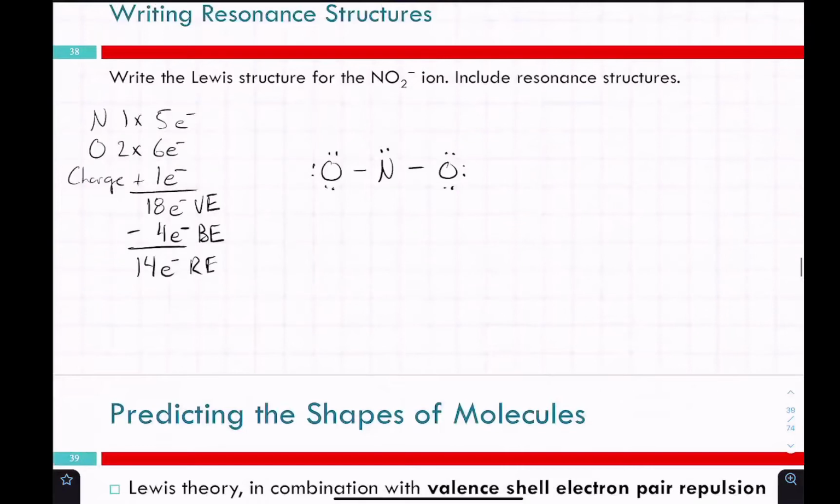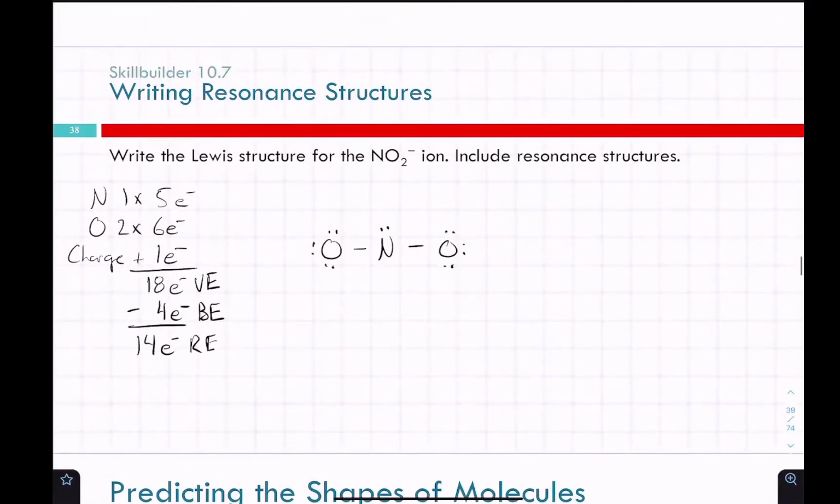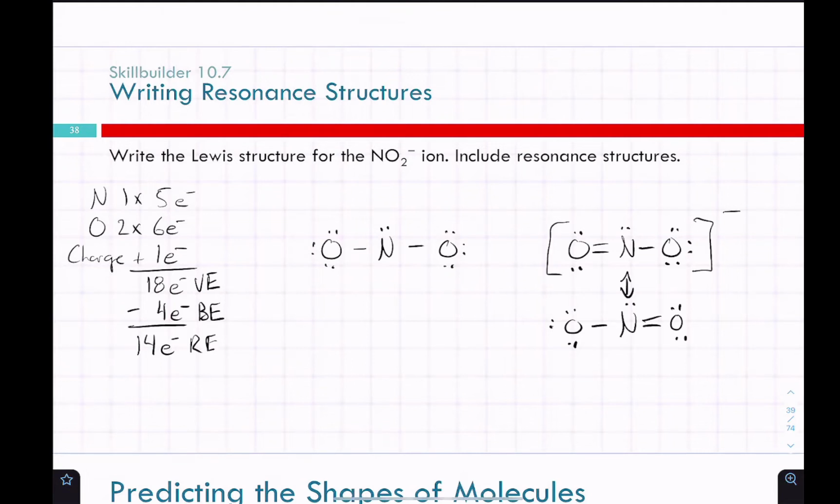Same thing here, where now both oxygens have enough electrons, but nitrogen needs 2 more. So we can form either bond. We could do the bond on the left or on the right. I say it's either of these. Don't forget these brackets.